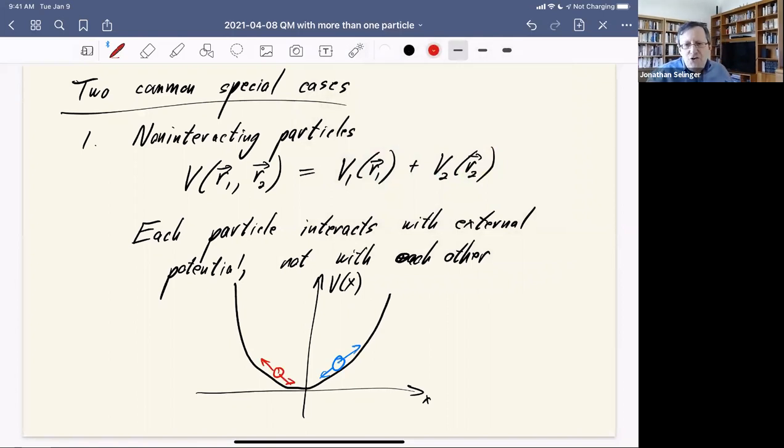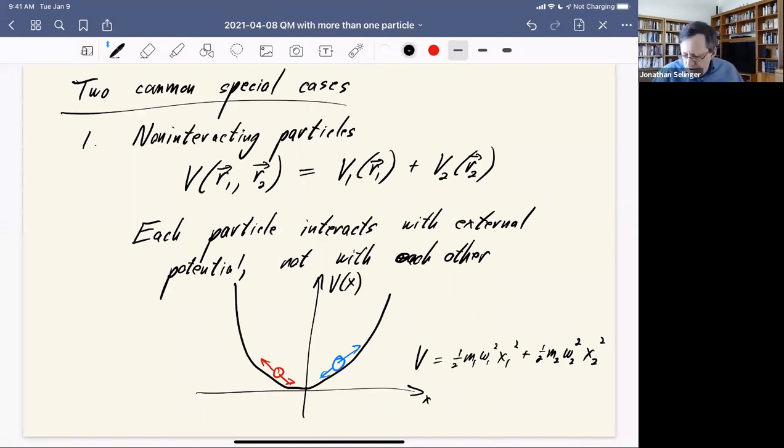And these are ghost particles, right? That could just pass right through each other. They don't even notice each other. They just notice the potential, okay? And so in that case, we would say the potential energy is 1/2 m1 omega 1 squared x1 squared plus 1/2 m2 omega 2 squared x2 squared.